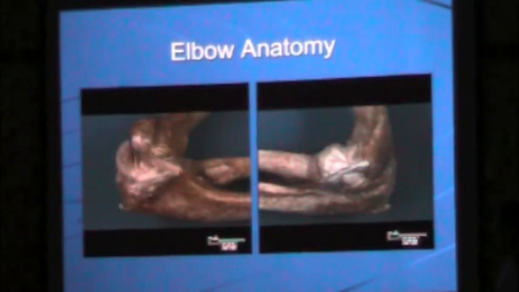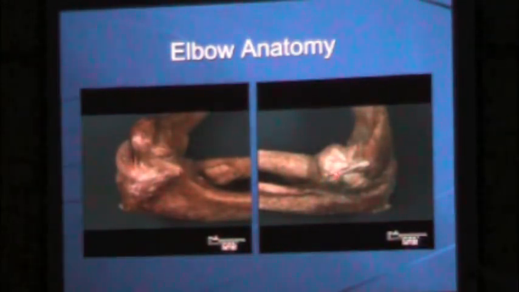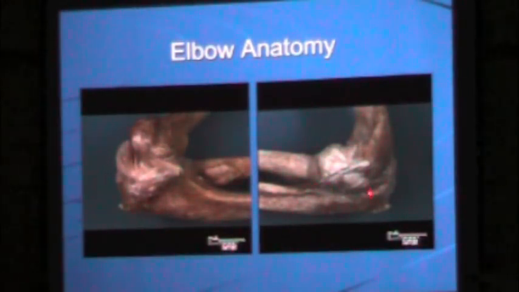This is just some basic pictures here of the anatomy. There's your radial collateral ligament, and this is the ulnar band of the lateral collateral ligament. Have you ever heard of posterolateral instability, where the radial head pops out of the joint to the side? That's because this little band of tissue here is disrupted.